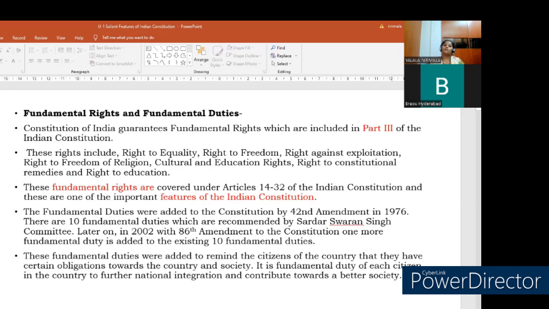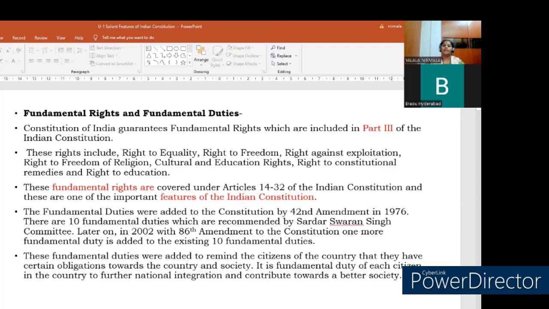After that, the right to privacy is also now considered as a fundamental right, which is protected under Article 21 of the Indian Constitution. These fundamental rights are covered under Articles 14 to 32 of the Indian Constitution. And these are one of the important features of the Indian Constitution. And the fundamental duties were added to the Constitution by the 42nd Amendment in the year 1976.